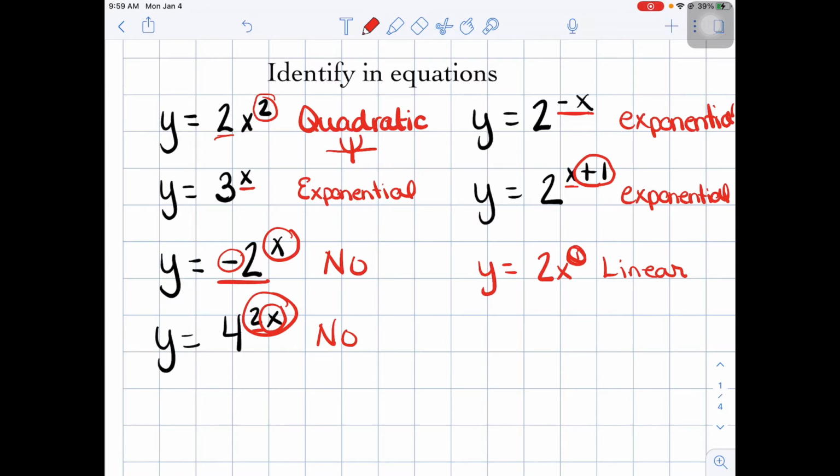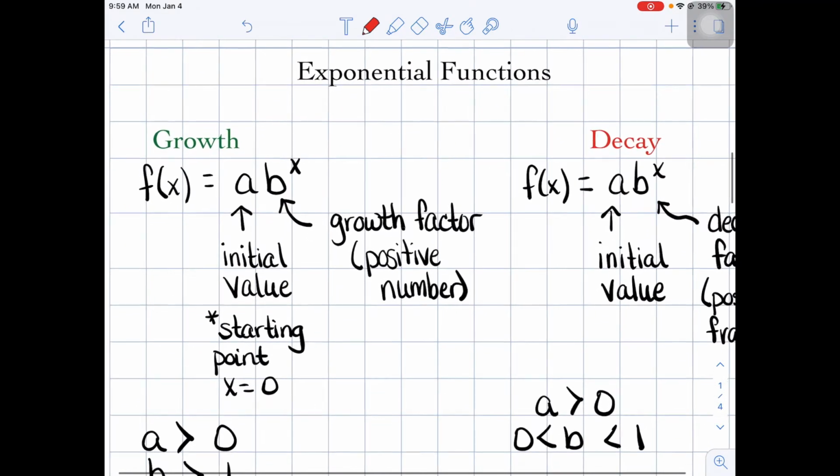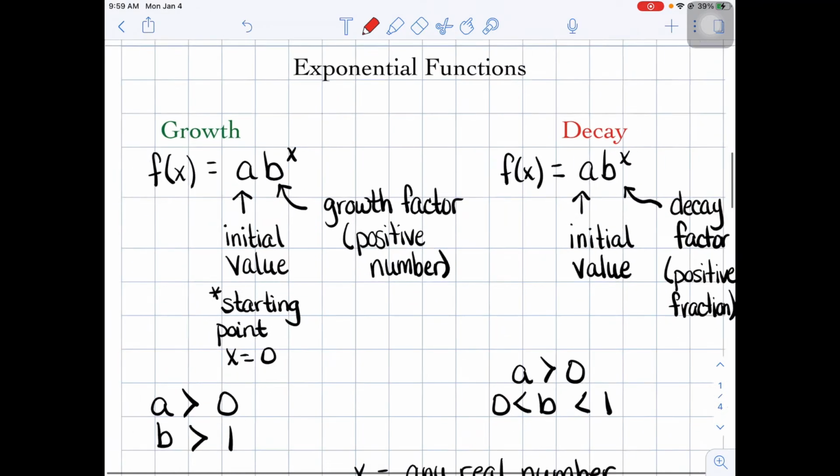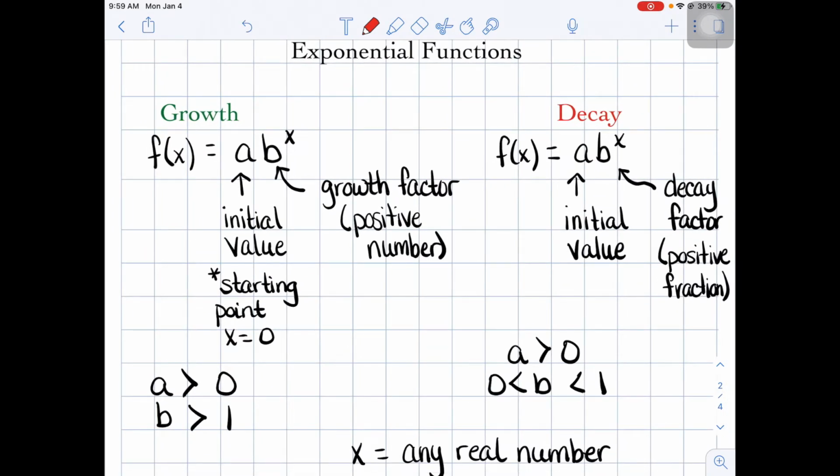So now let's go into the formula for exponential functions. We're going to talk about them as two separate ones, but once you understand how it's made, it's much easier to think about it as one formula and then just what the difference is. So we're going to talk about it separately as growth and decay.